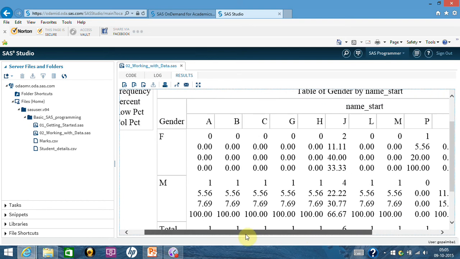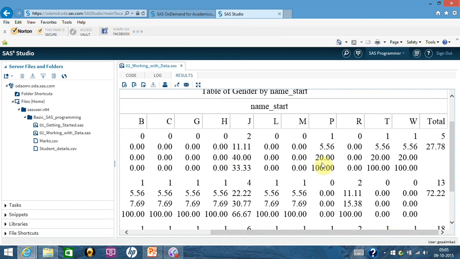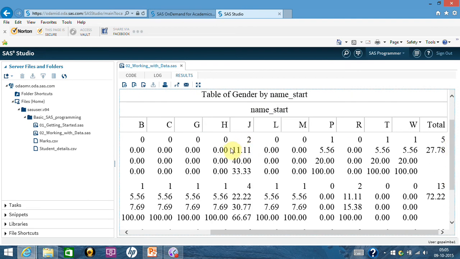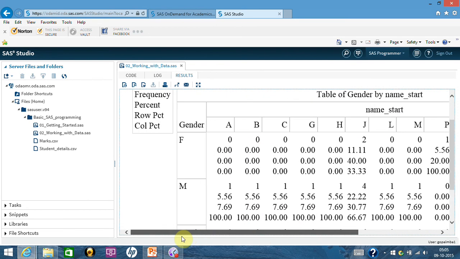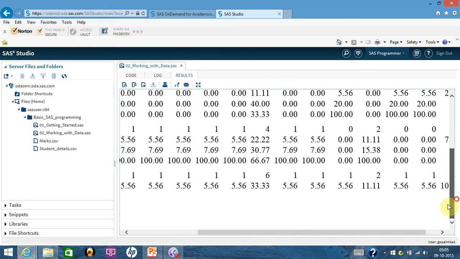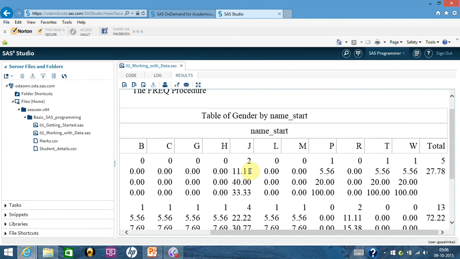But then what are these things? What you need to understand is that it is giving you many things. The first thing is the percentage. If you see, you have altogether 18 data. So 11.11 is the percentage. How has it come? 2 divided by the total number of data. What is the total number of data here? 18. So 2 divided by 18 will give you 11.11.